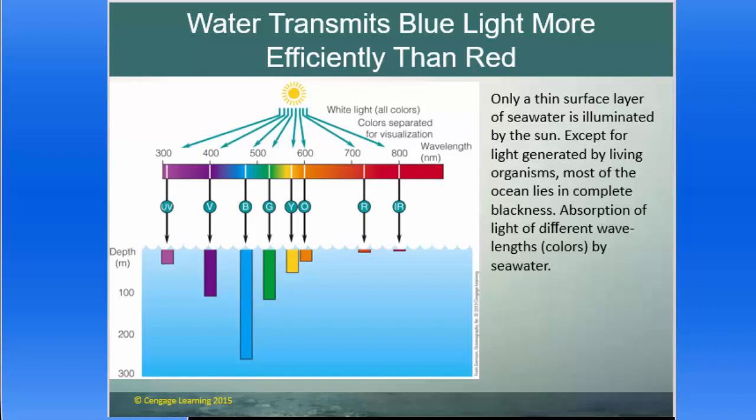Only a thin layer of surface seawater is illuminated by the sun. Except for light generated by living organisms, most of the ocean lies in complete blackness. Now, absorption of light of different wavelengths by seawater can be seen here, where much of the reds are absorbed, a lot of the oranges and the violets, but a lot of the blue is allowed to transmit into the ocean, and that, of course, is the reason why the ocean looks blue.